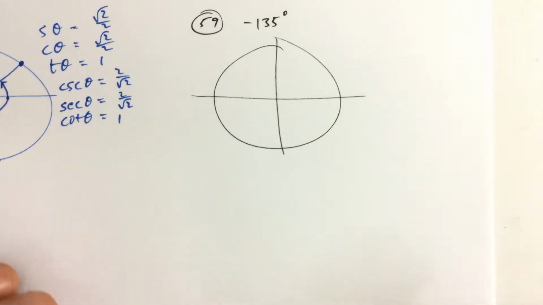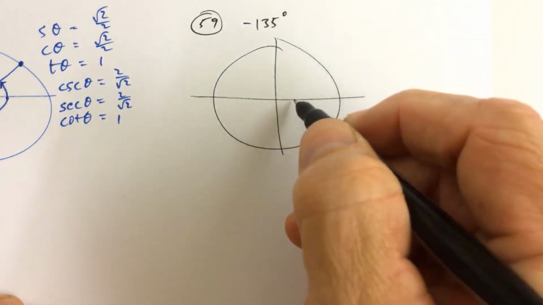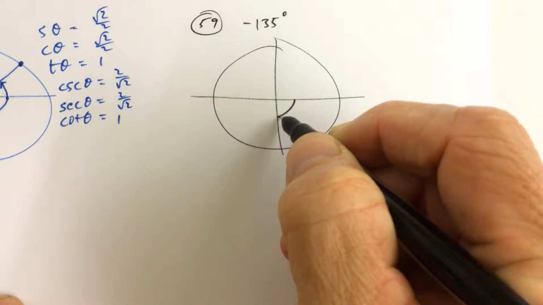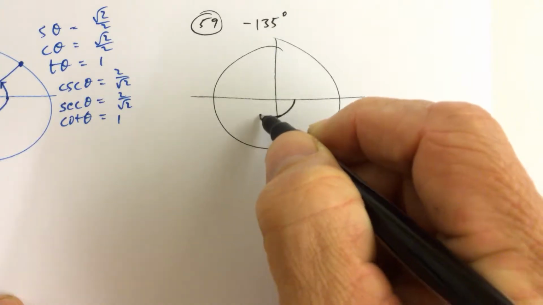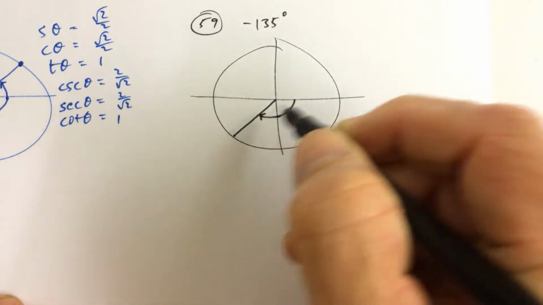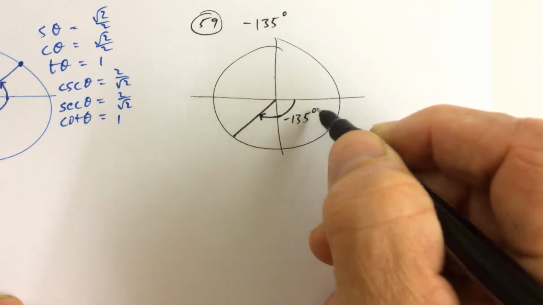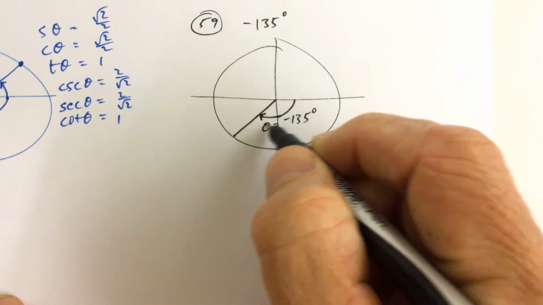Number 59, same kind of thing that we've been doing the last few. So let's figure out where negative 135 degrees is. Well, negative 90 is right there, and then 45 more. So negative 135 degrees is right there. And if we mark that off, let's call that theta.